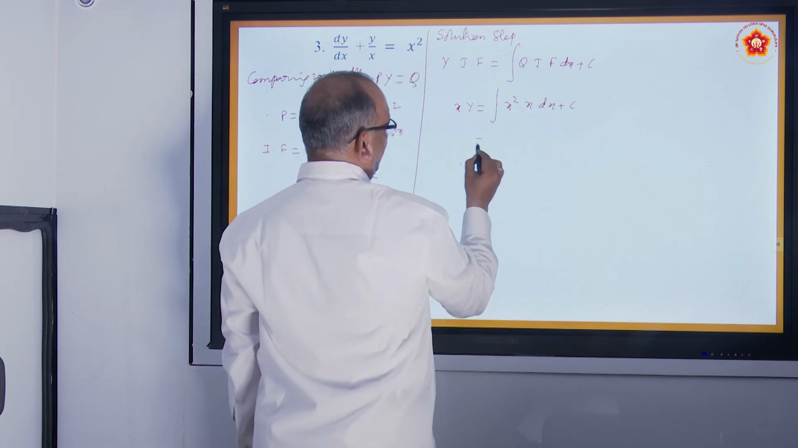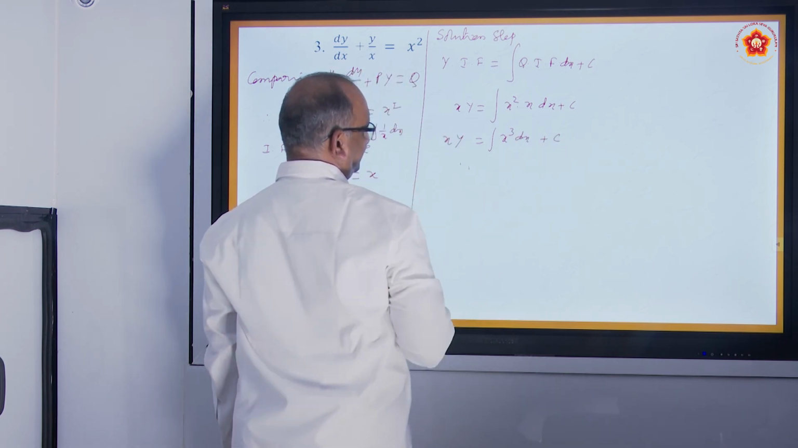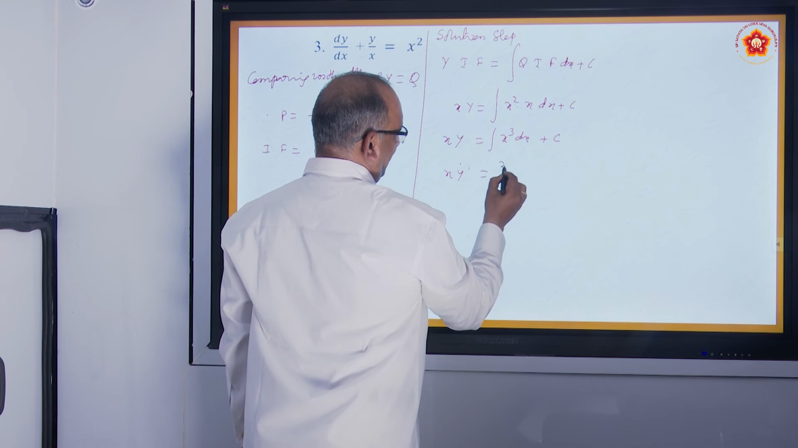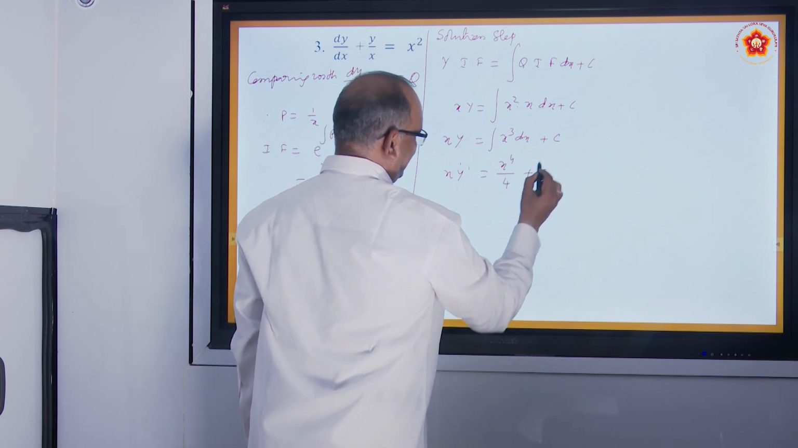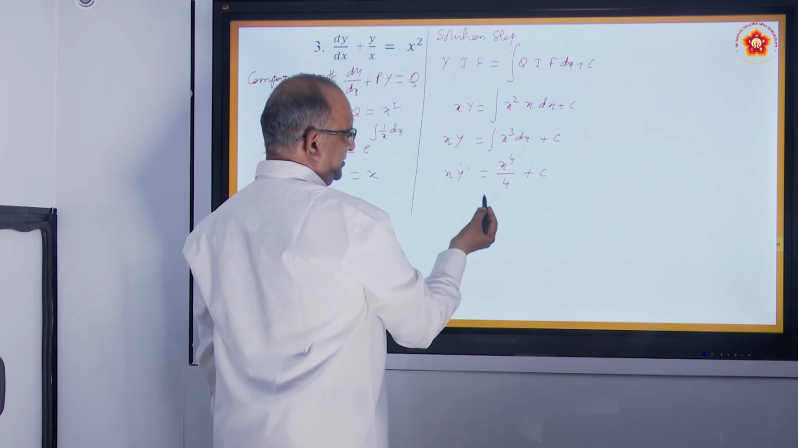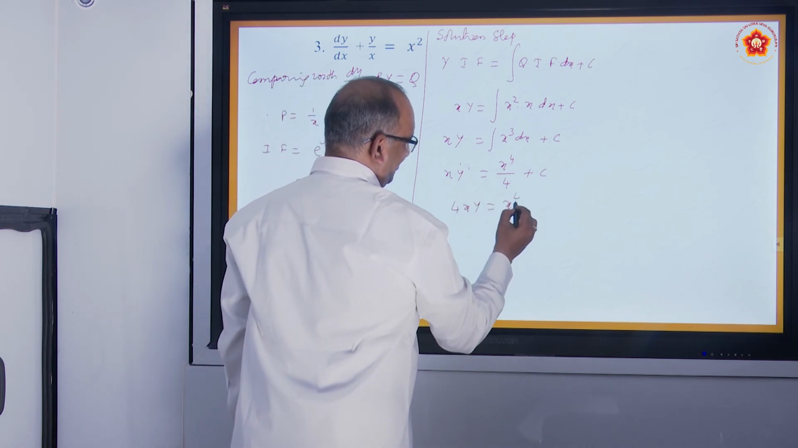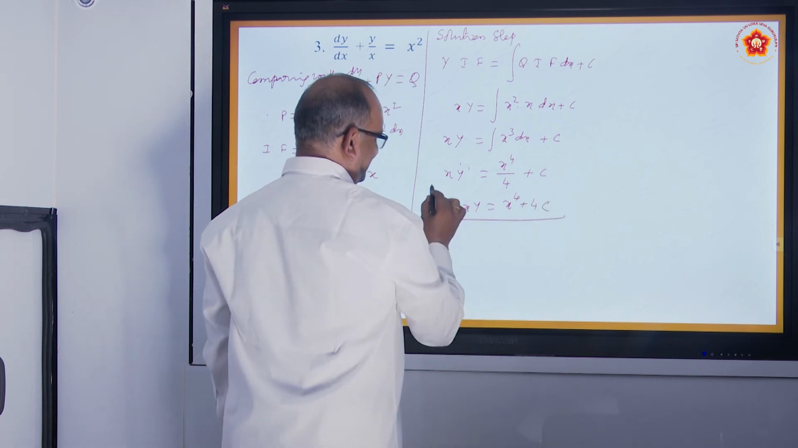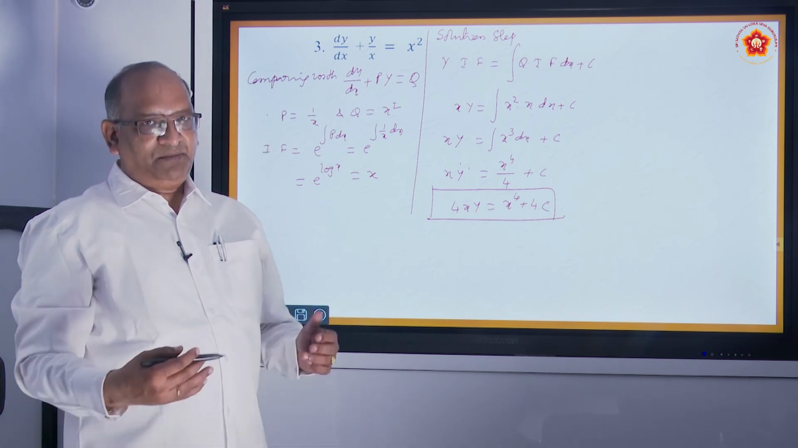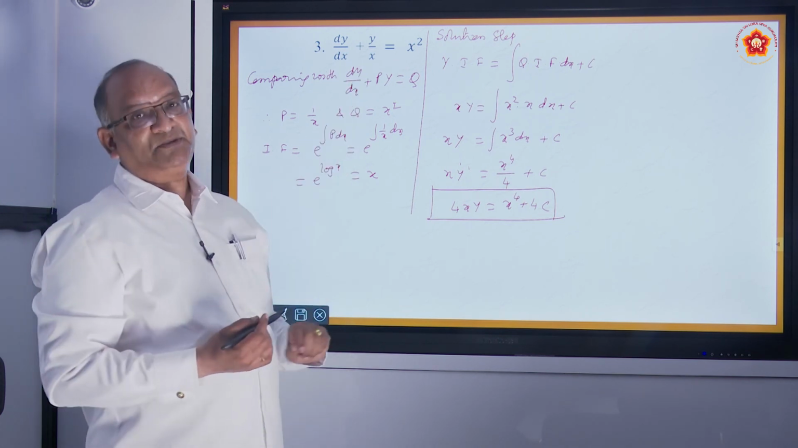A very simple problem. Integration of x cube dx plus c. So we are getting xy equal to x to the power 4 by 4 plus c. You can leave it like this or do some simplification. For example, this 4 can be brought here, 4xy is equal to x to the power 4 plus 4c. You can leave it like this. This became a solution. Okay. This problem was easier than the previous problem. Why was it easier? Because the P and Q terms were simple.